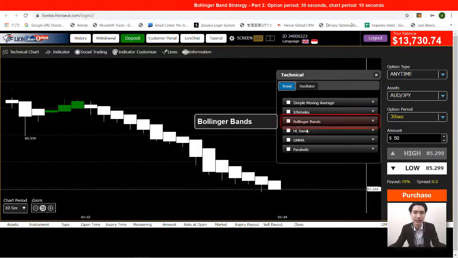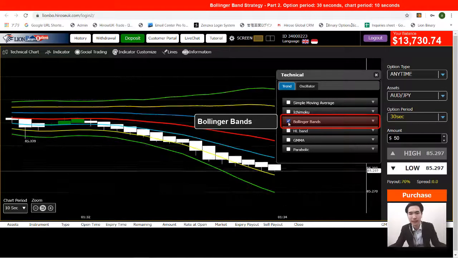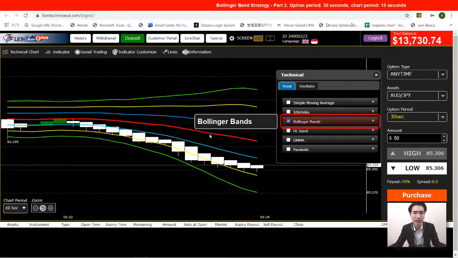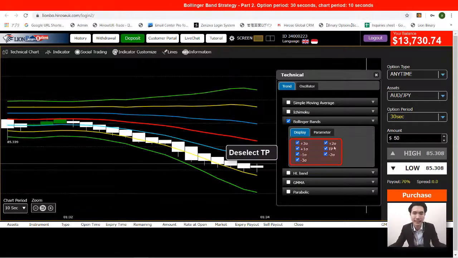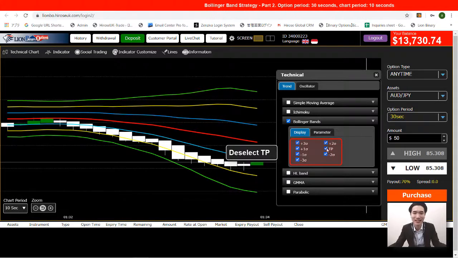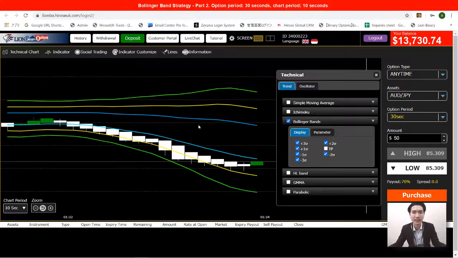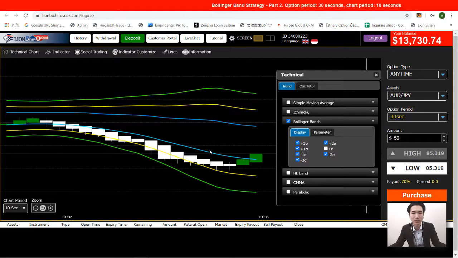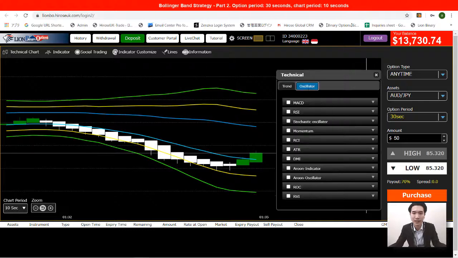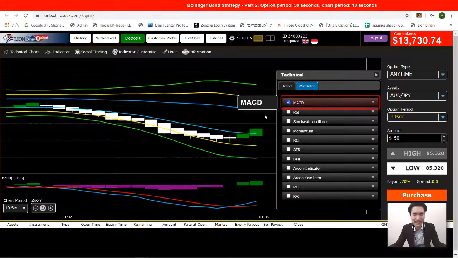Then we select the Bollinger Bands, and open the drop down. We don't need the TP, so we just deselect it. So now we have 6 lines on our chart. Next we will go to the oscillator, and then we will select the MACD.